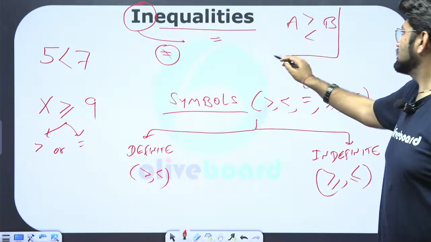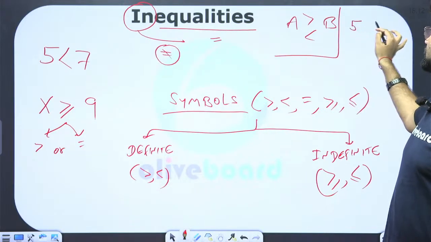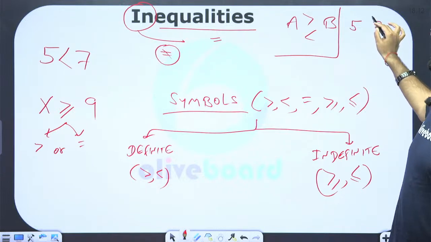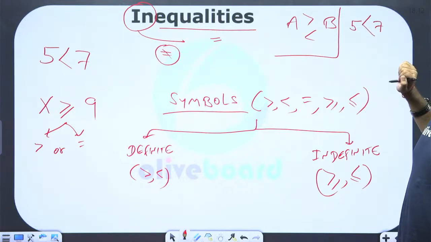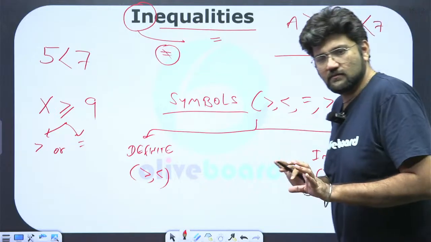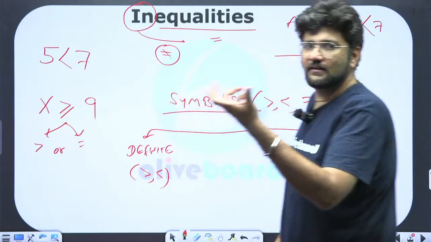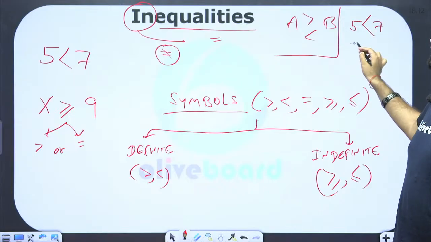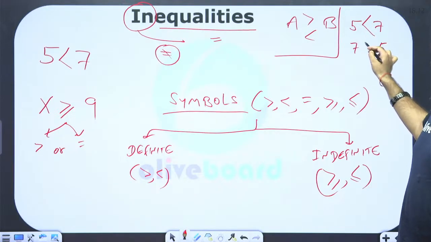Remember, supposedly I am writing this only, 5 and 7. I am asking you which one is greater. So you will tell me, sir, 7 is greater. That means 5 is smaller. 7 is greater. That means 5 is smaller. Do you think this is the greater than sign? Well, let me write it in this order. Now what? Now this will become the greater.